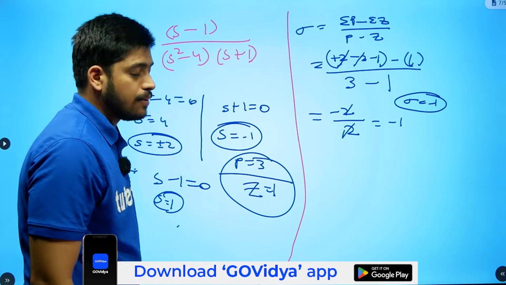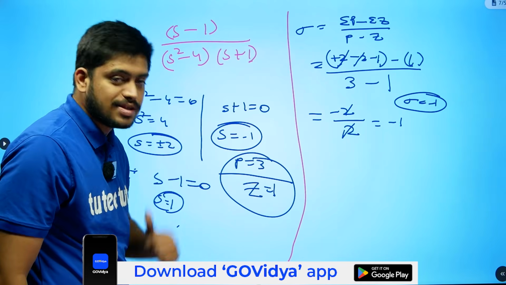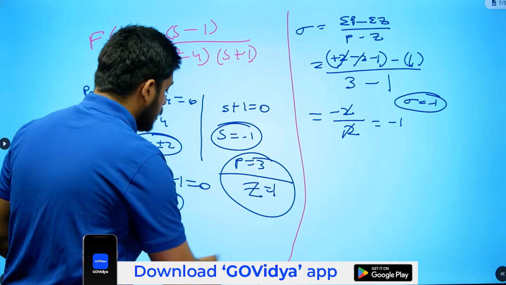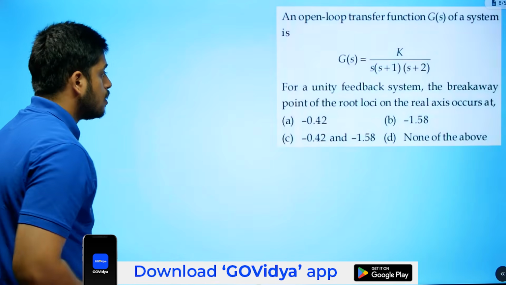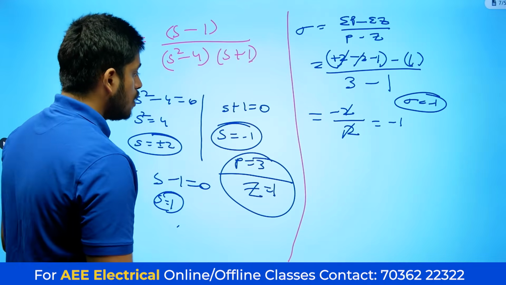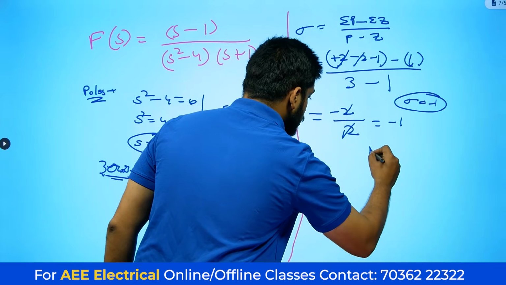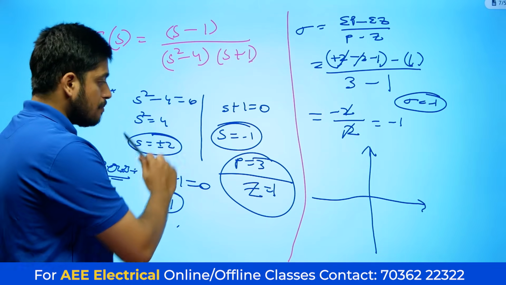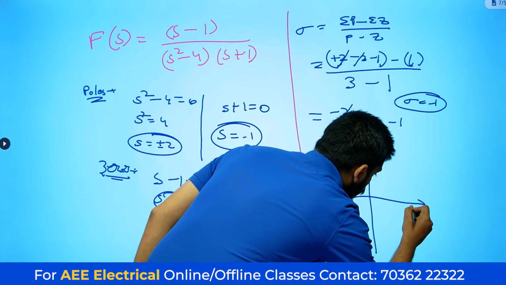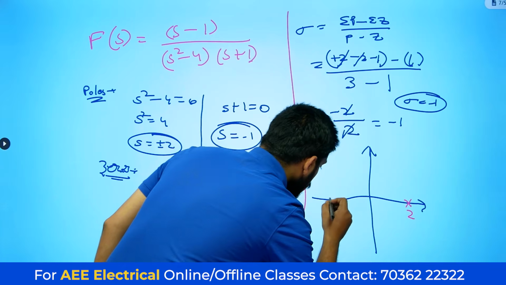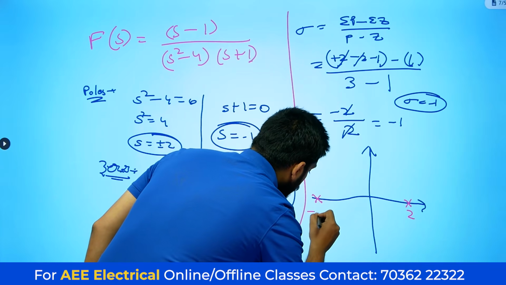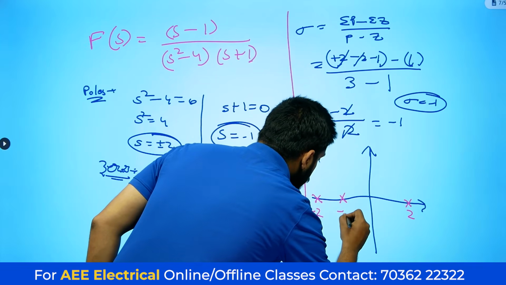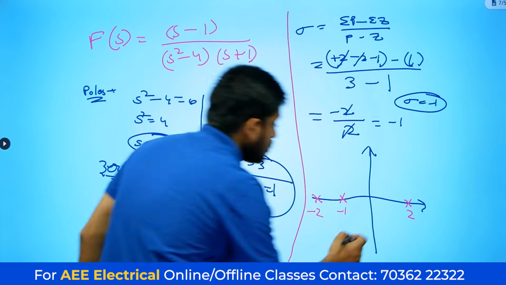Now let us draw the pole zero diagram and indicate how the root locus is going to lie on this particular pole zero diagram. At this particular point, let us draw this. So plus 2 and minus 2. One pole at 2, one pole at minus 2. Another pole at minus 1 and one zero at 1.